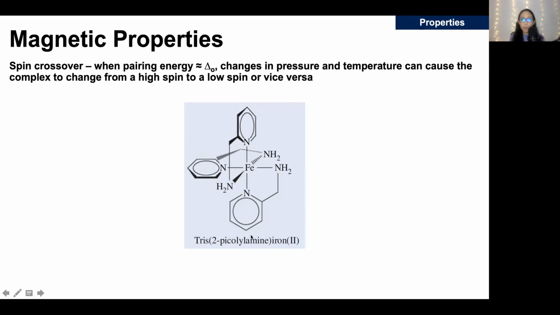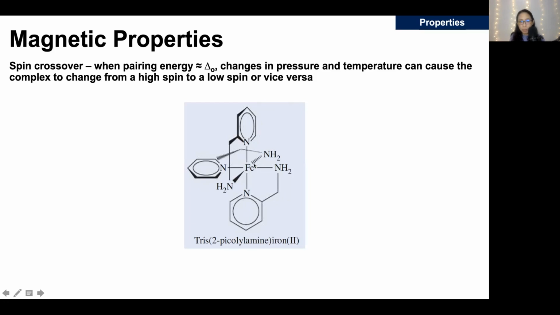One example is the complex shown here. That's the tris(2-picolylamine)iron(II) ion, with a charge of positive 2. And this 2-picolylamine is a bidentate ligand, and there are 3 of these attached to the iron(II) central metal ion.